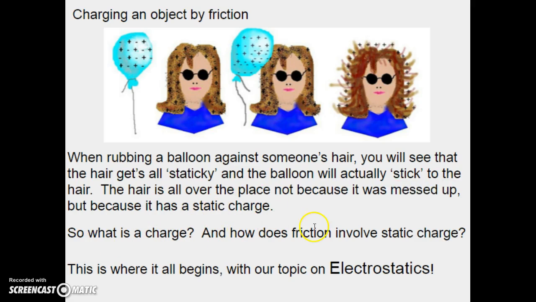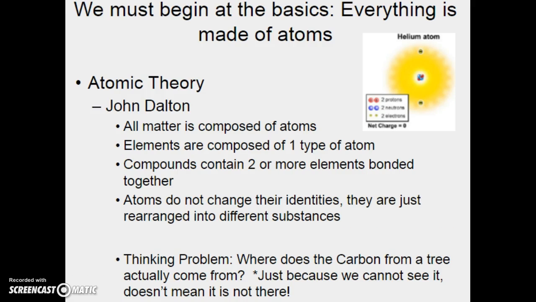So what is a charge, and how does friction involve static charge? Well, this is where it all begins with our topic on electrostatics. We must begin at the very basic, at the very beginning, that everything is made of atoms. And this is the concept of atomic theory that John Dalton, past historical science figure, said: all matter is composed of atoms, elements are composed of one type of atom, compounds contain two or more elements that are bonded together, and atoms do not change their identities. They are just rearranged into different substances.